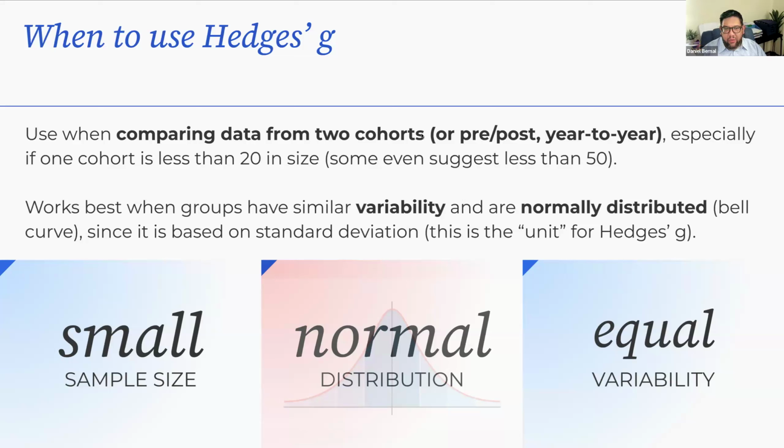And then when we talk about Hedges G, the units, this is going to come into effect on the next slide. Remember that it's based on standard deviation. So how far away are you from that average when we're talking about the difference in growth or the difference between two cohorts?